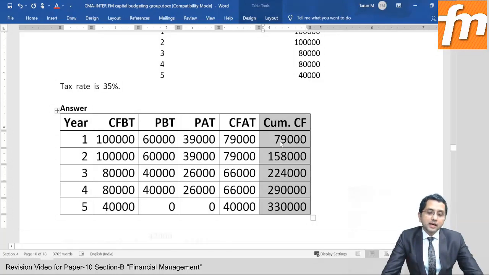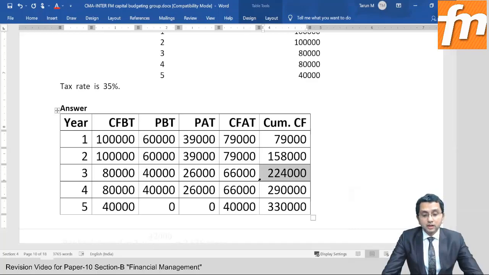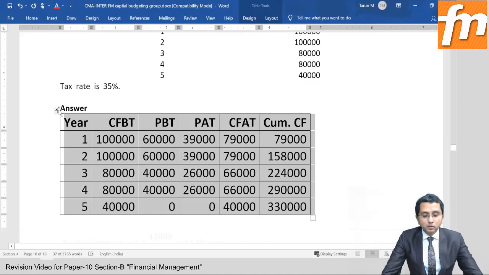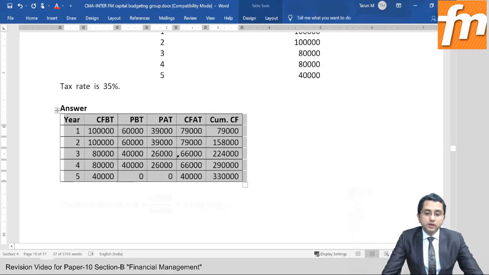And look here, I want to recover 2 lakh rupees, right? So in the first year, 2 lakh is not recovered. In the second year also, 2 lakh is not recovered. In the third year, I have recovered more than 2 lakh rupees, actually 2,24,000. So my payback period is more than 2 years, but less than 3 years. I will simply use the unitary method over here. What do I mean by unitary method? See, by the end of the second year, I have recovered 1,58,000. I need only 42,000 more to recover the initial investment of 2 lakh rupees.